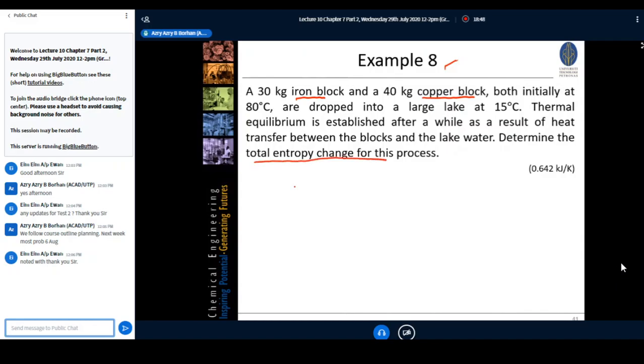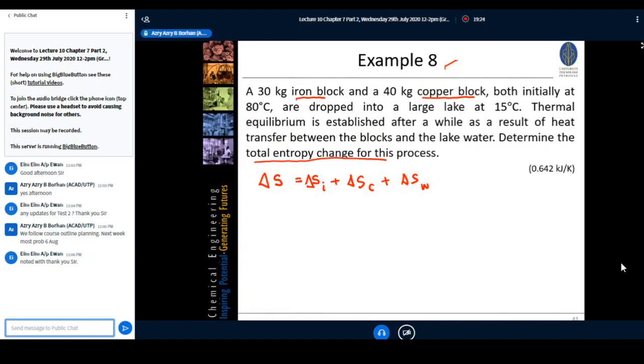Okay, now we know that delta S total is actually made up of delta S of the iron plus delta S for the copper block plus also delta S for the water. And because you have three different bodies.